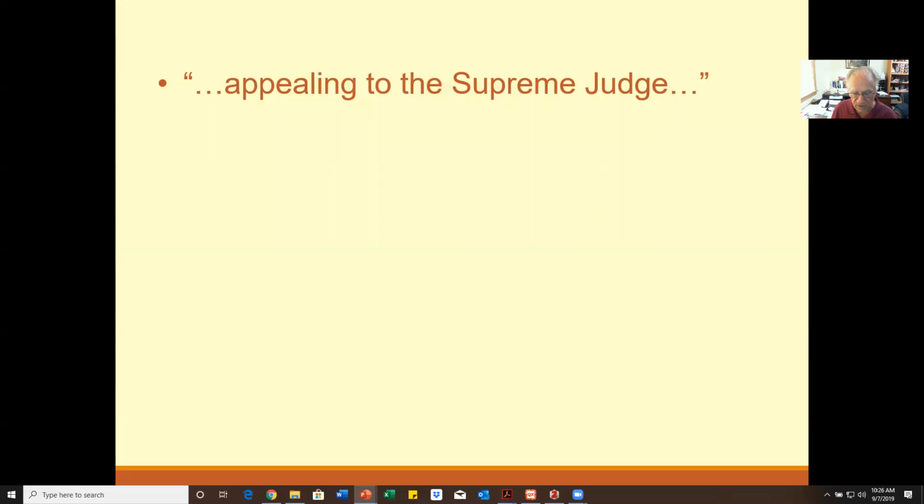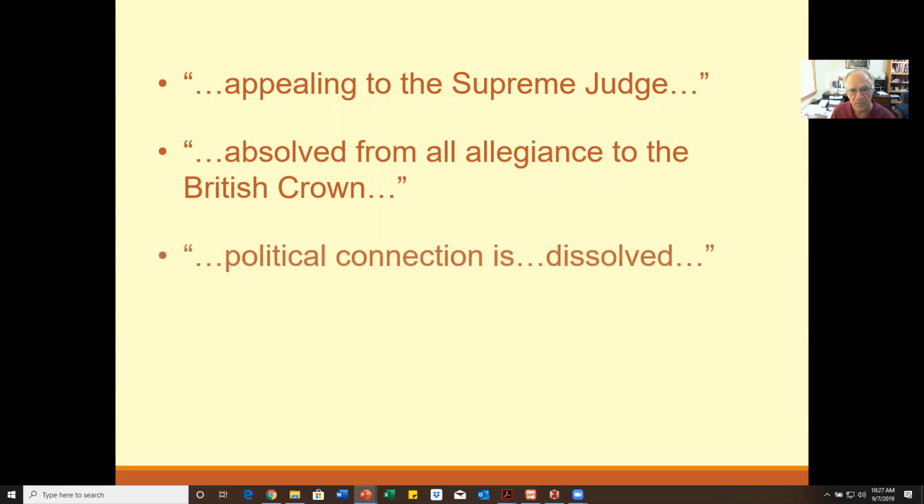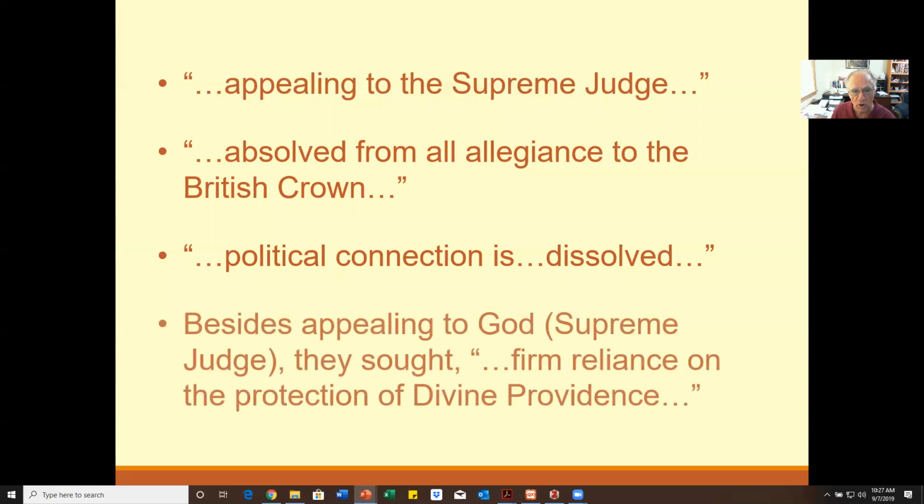All right, so they're appealing to whom? The Supreme Judge, which is one of the mentions of God, if you will. It was understood clearly in their day that God and Jesus Christ, the Holy Spirit, were one together, appealing to the Supreme Judge of the universe. They're submitting themselves to God's judgment, that they will be absolved from all allegiance to the British Crown. This is the declaration right here, that the political connection is dissolved, no more.